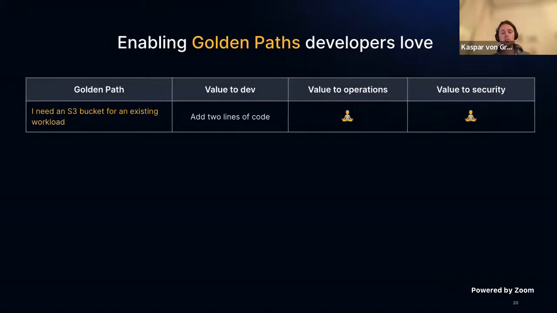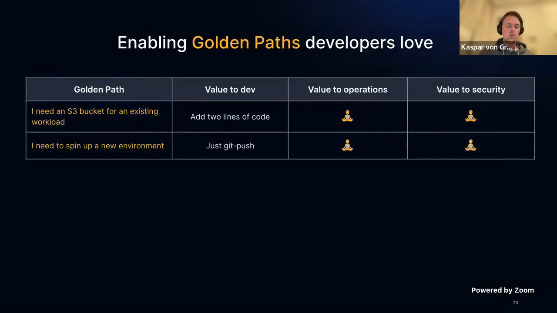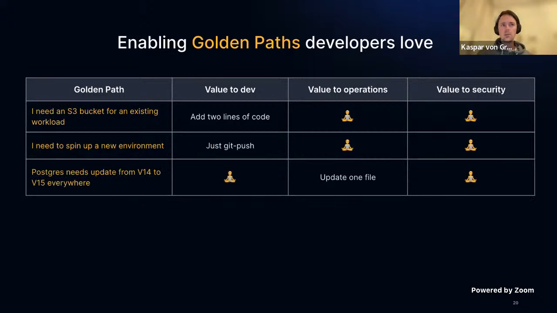If you need a new S3 bucket, you don't need to wait. You don't need to go through reviews. Security doesn't give a shit. Nobody cares. You add 2 lines of code to your workload specification. Everything else is matched in the background and enforced globally. Spin up a new environment. We've been there. Just git push, new context, everything else dynamically created.